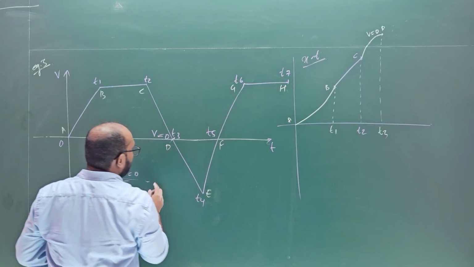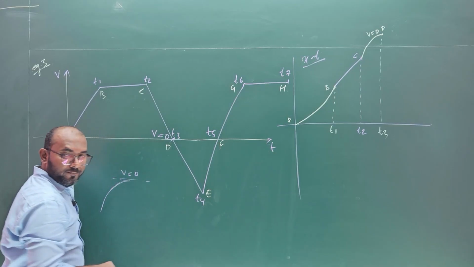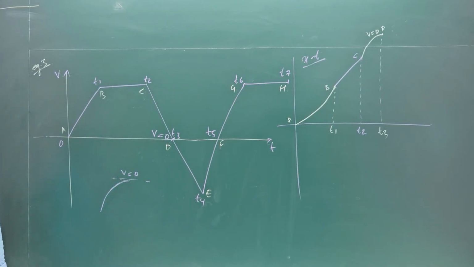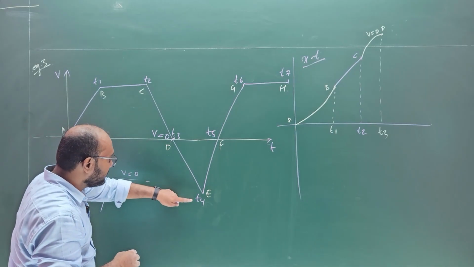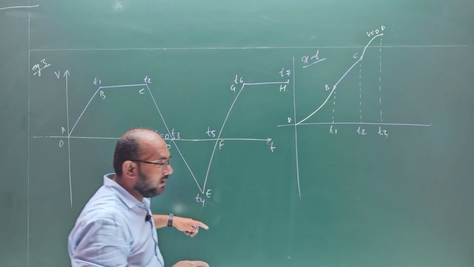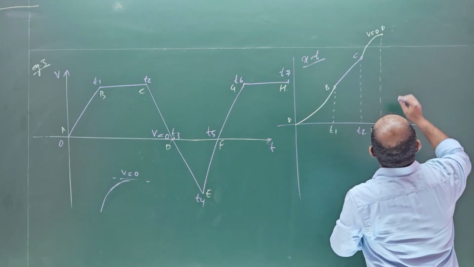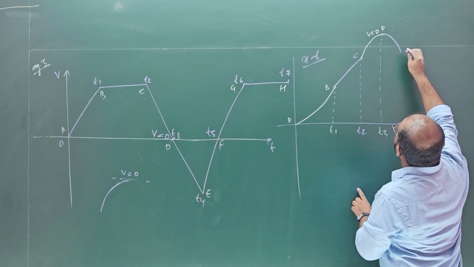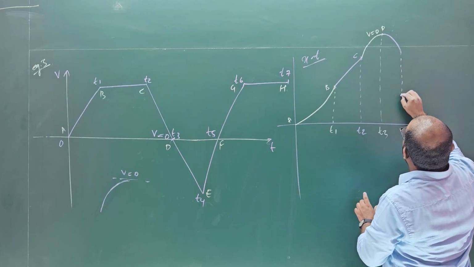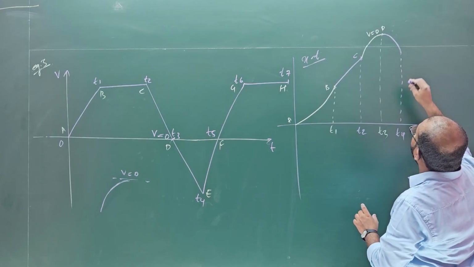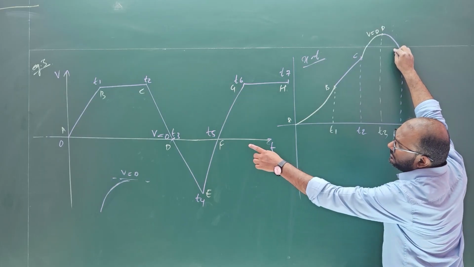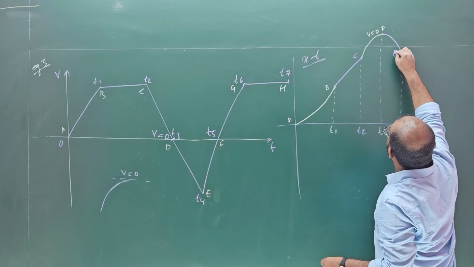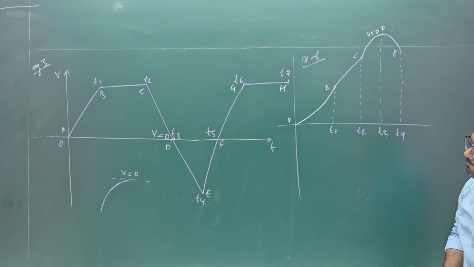Then now T3 to T4, velocity is increasing, velocity is negative, definitely acceleration is also negative. So what is happening? Velocity is increasing from 0 to maximum, na. Then can I draw like this? Continuing this like over here. So this is your point at T4 and point number E.